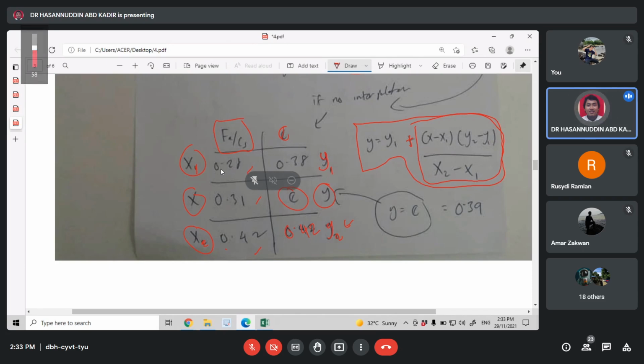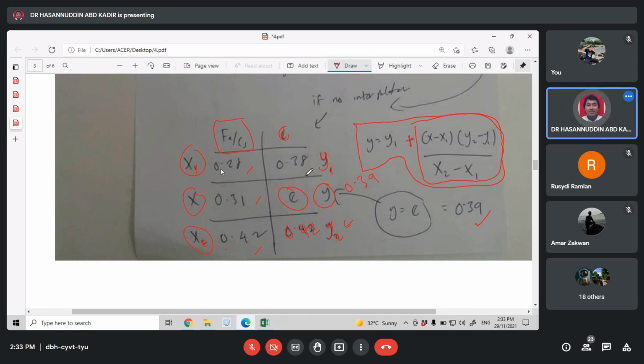If you studied mathematics, you will remember this. We call it interpolation. So later we will get the value of E here. When you calculate this, you can get the value of 0.39 here. So here you know the value of E is 0.39.